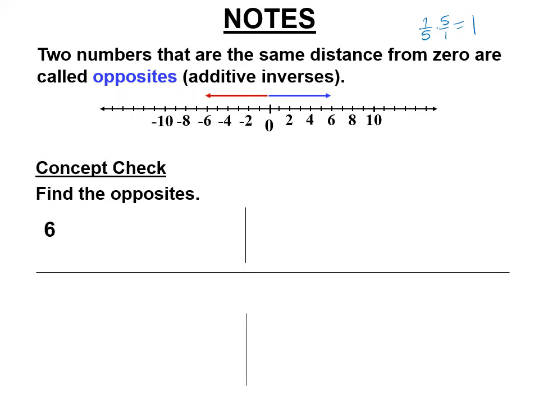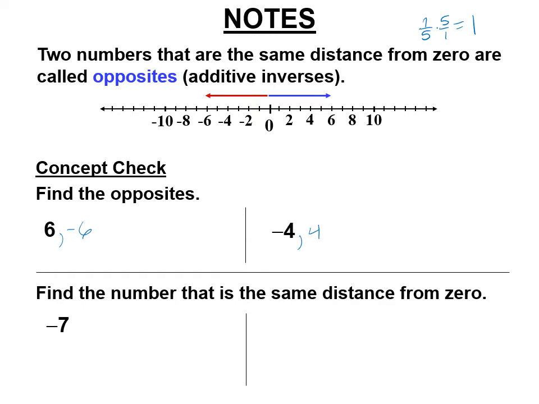So find the opposite of 6. It's negative 6. Right? That's the only other number that's 6 units from 0. Notice, do not put an equal sign between them. They are not equal. They are opposites. What's the opposite of negative 4? Positive 4. It works that way. Find a number that's the same distance from 0 as negative 7. There's only one number that's the same distance from 0: 7. They are both 7 units from 0.